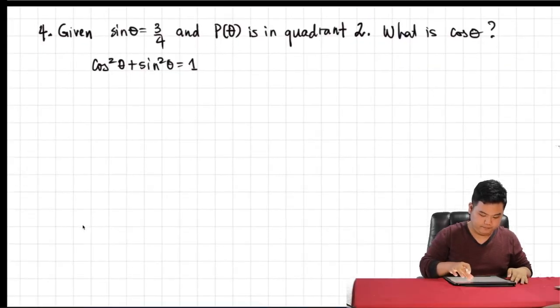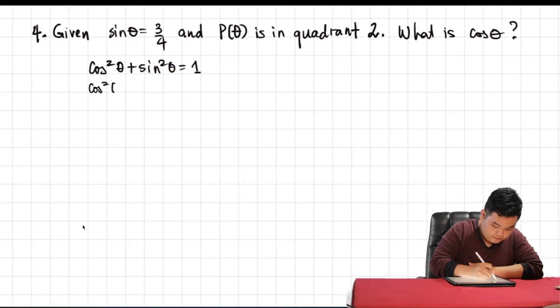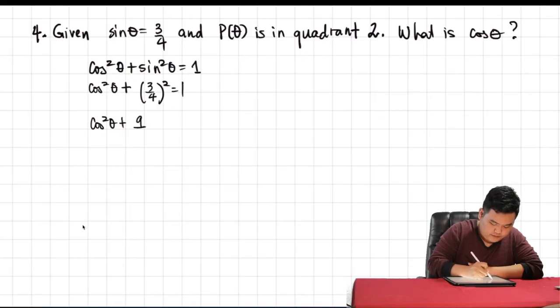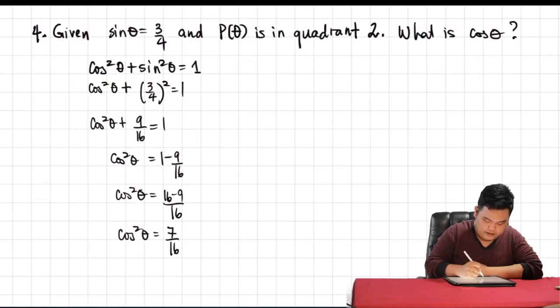Okay. So, ano yan? Sine is 3/4. So, we get cosine square theta plus 3/4 square equal to 1. So, this is 9/16. Lipat sa kabila, that's 1 minus 9/16. So, cosine square is 16 minus 9 over 16, and this is 7/16.